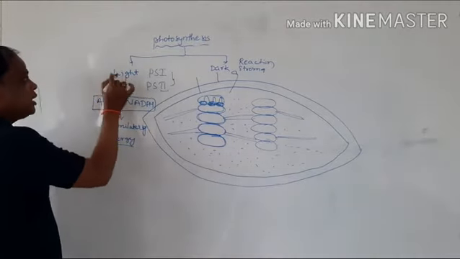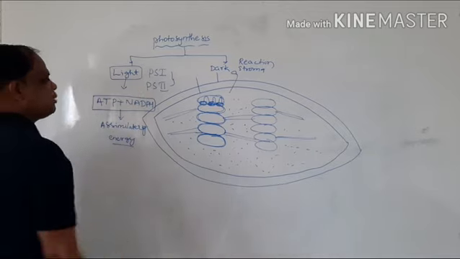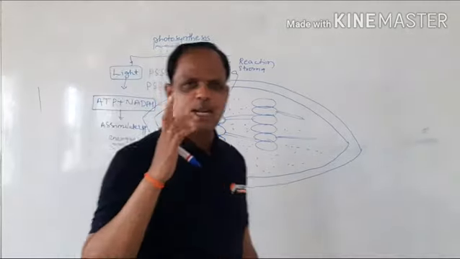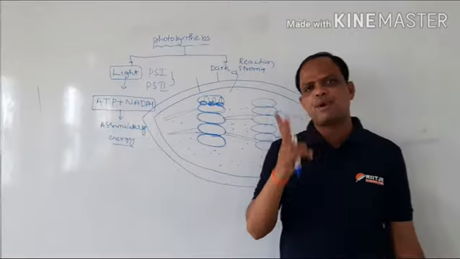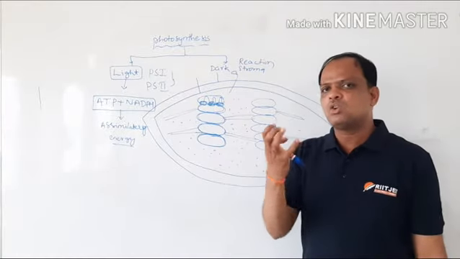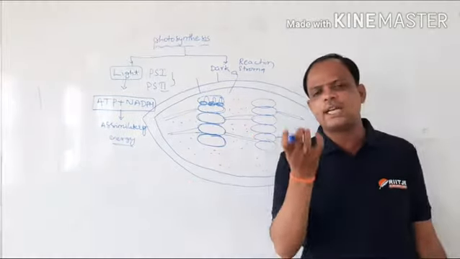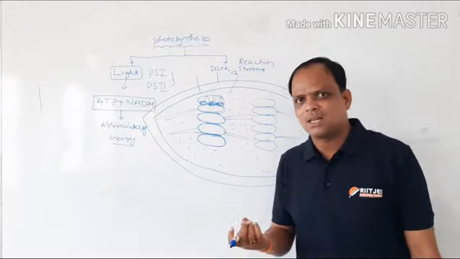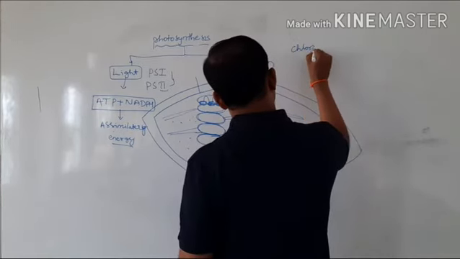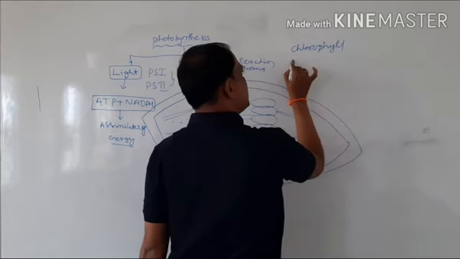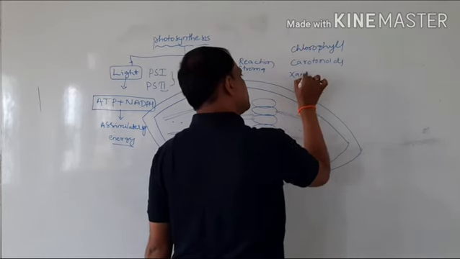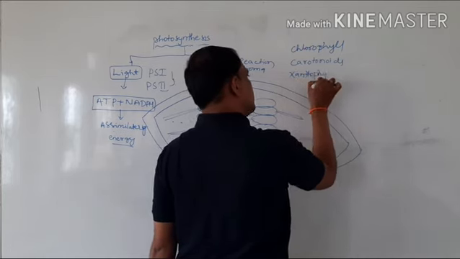Okay, right. Light reaction. In the light reaction, there are two types of reaction centers: reaction center 1 and reaction center 2. PS1 is 700 nanometer. The reaction centers are made up of a number of pigments. One pigment is chlorophyll, and there are also carotenoids. Xanthophylls are present.